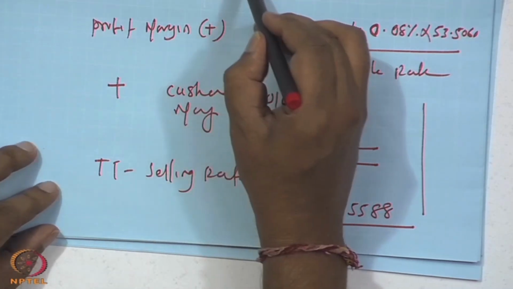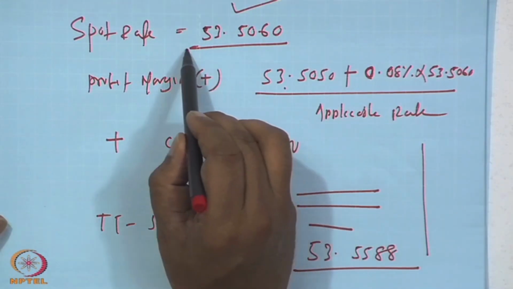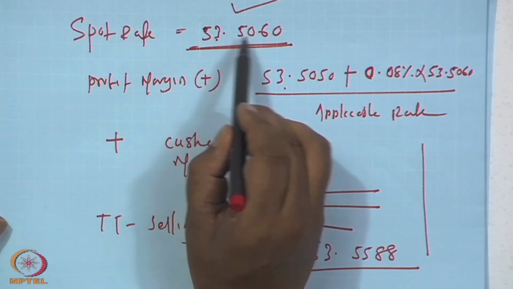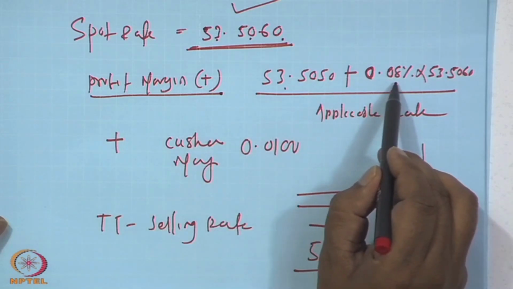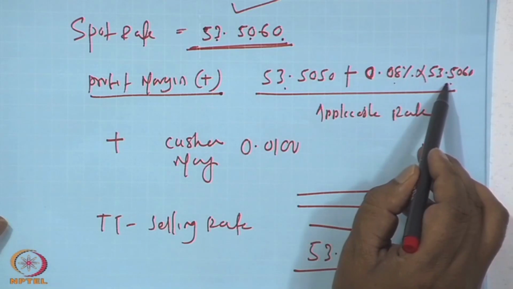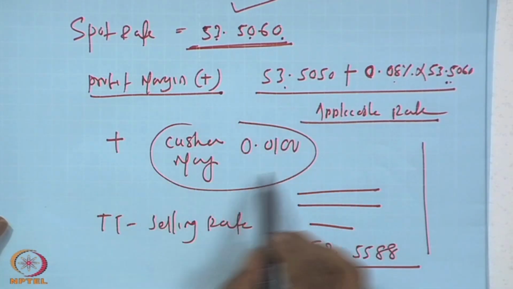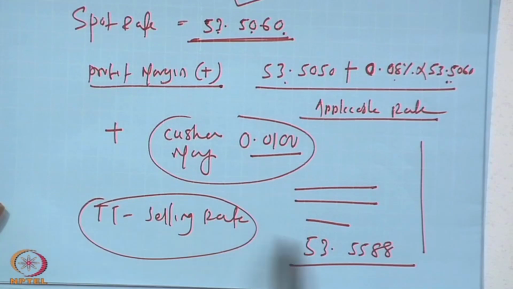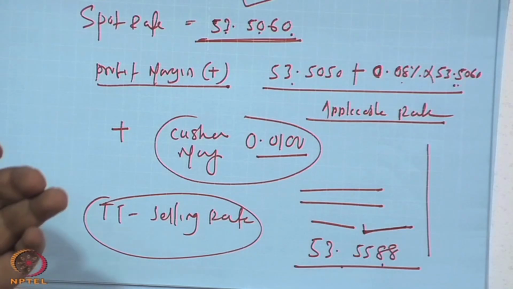So, how to find the TT selling rate? You are buying foreign currency, so you surrender more rupees. The base rate is 53.5060. Here you add the profit margin of 0.08 percent, and you get the applicable rate. On the applicable rate, you add the cushion margin of 0.0100, and after that you get the TT selling rate. The answer for question number 9 is 53.5588.